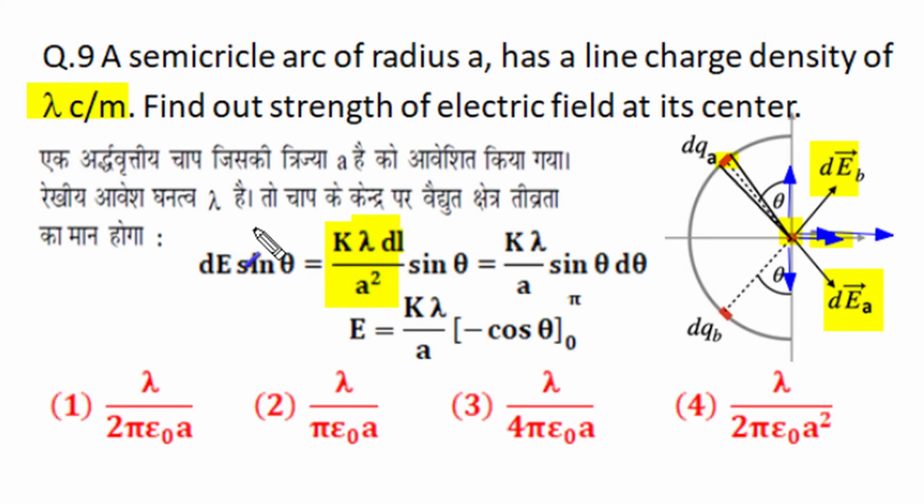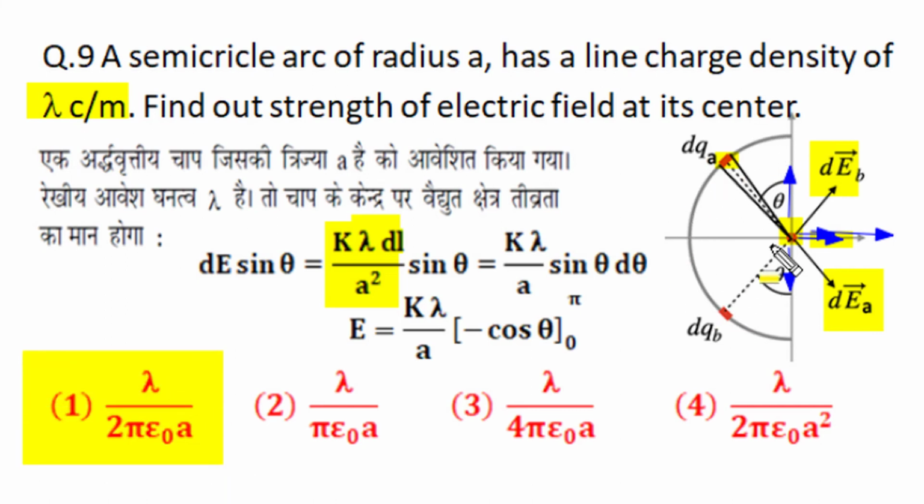This electric field magnitude, 2 k lambda over a, is the same as the electric field produced by an infinitely long line charge at a normal distance a from it, in the center position, and the same result can be obtained here. In place of k, when we put 1 upon 4 pi epsilon, our result will become option 1 here.